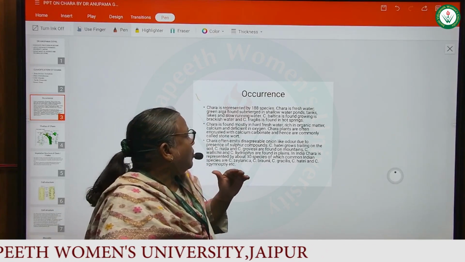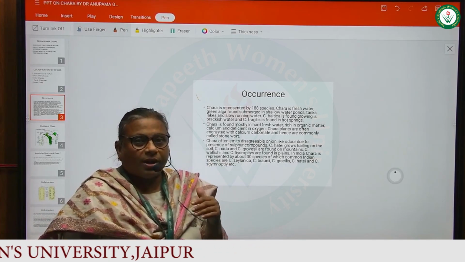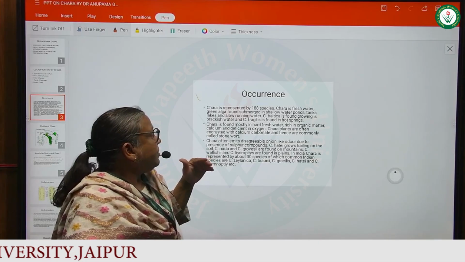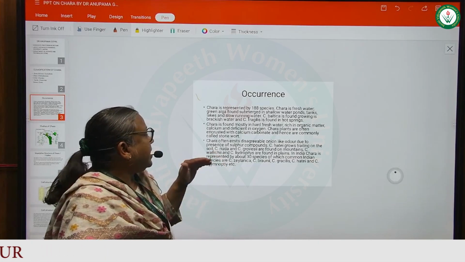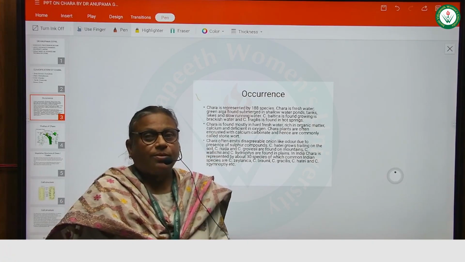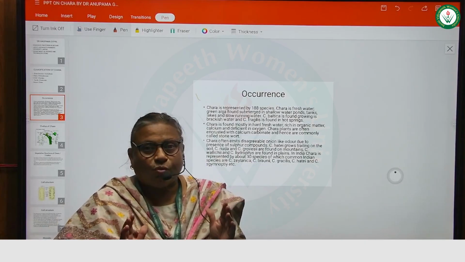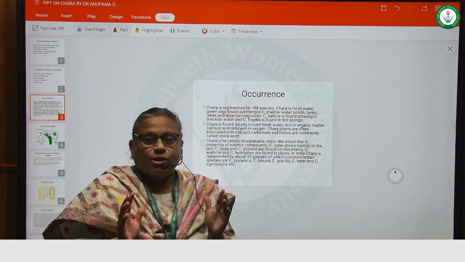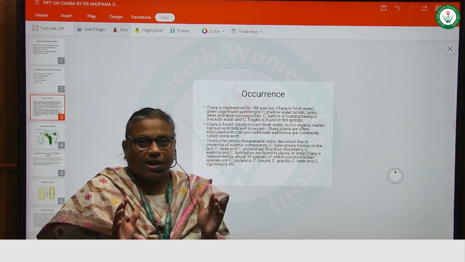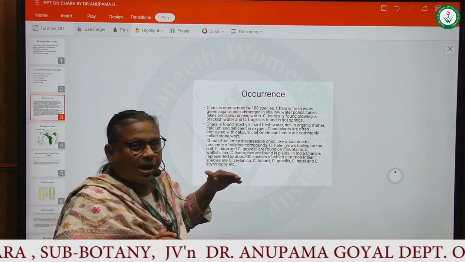Next, Chara is found in hard fresh water which is rich in organic matter and calcium, and deficient in oxygen. Chara plants are often encrusted with calcium carbonate, and so these are called stoneworts. So the question is, why is Chara alga also called stonewort? Because the plants of Chara have an encrustation of calcium carbonate.